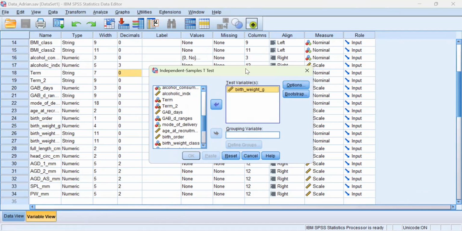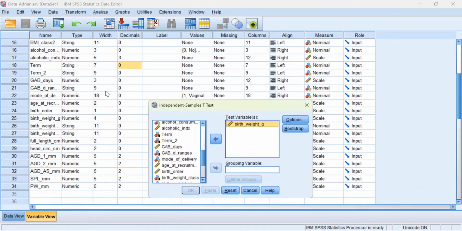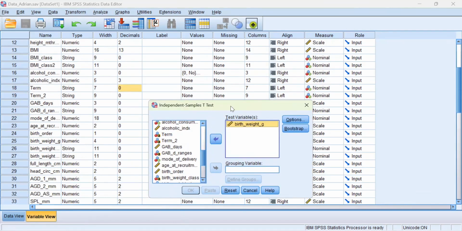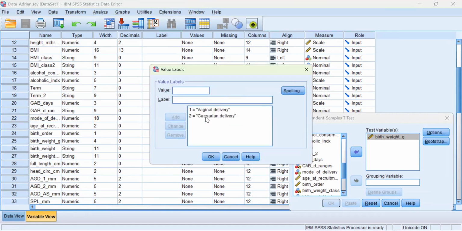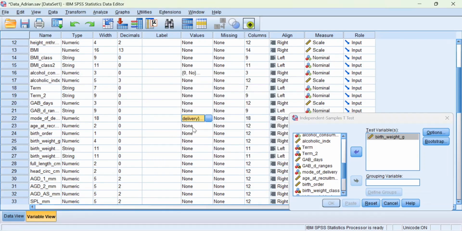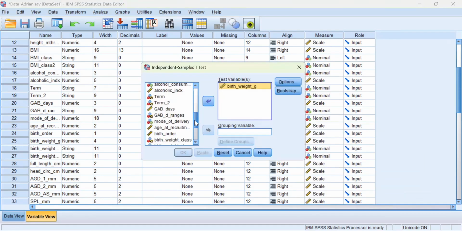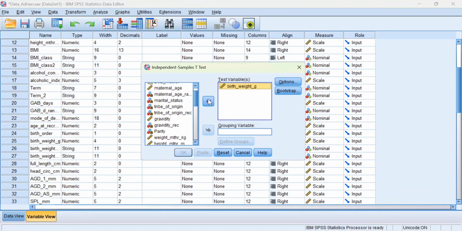Did we categorize it? Let me check my data. Yes, this is it, number 22. Mode of delivery, you see now, it is coded as 1 and 2. Vaginal delivery is 1 and cesarean delivery is 2. That's what they're asking here under the grouping variable. So I'll look for mode of delivery and send it to the grouping variable.